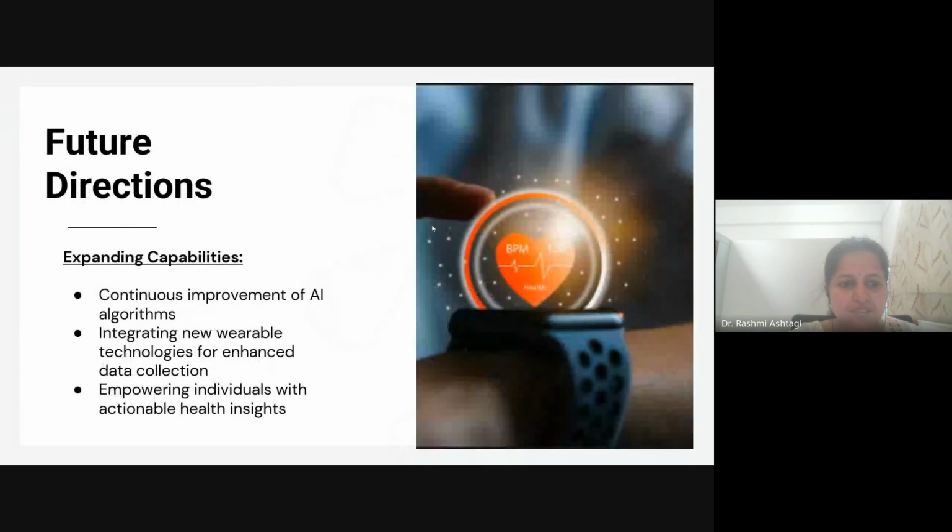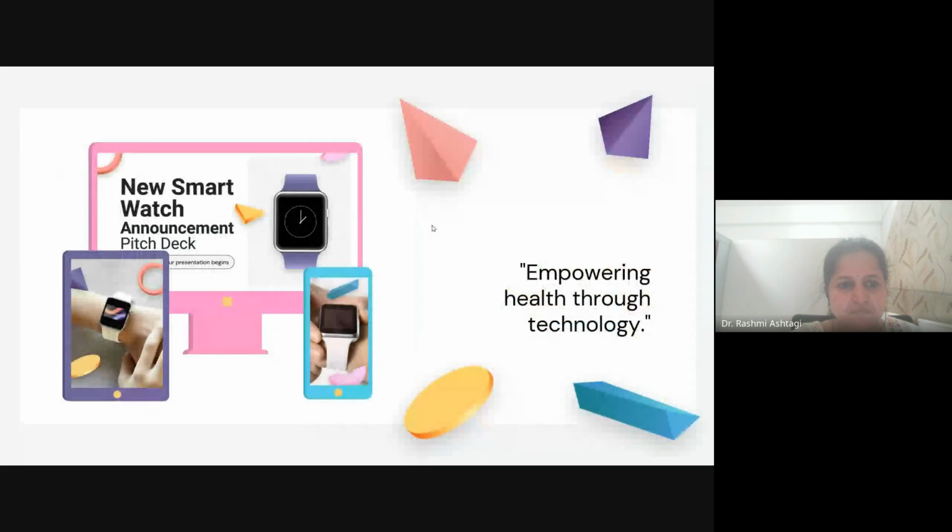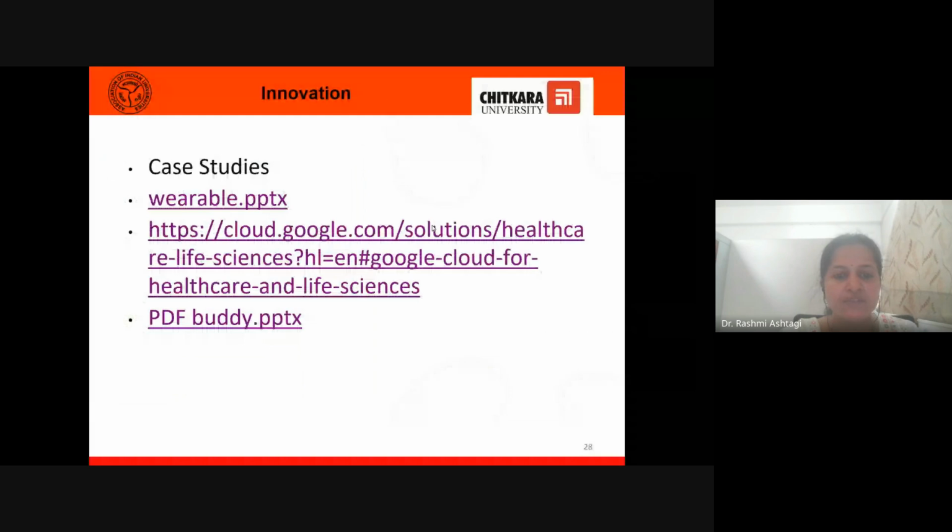Okay, there are many benefits to this. So this is empowering health through technology. And this is all what we need. We are not using these things for luxury. These healthcare features are what we need. These are our basic needs.